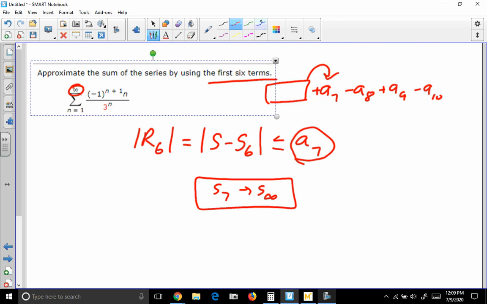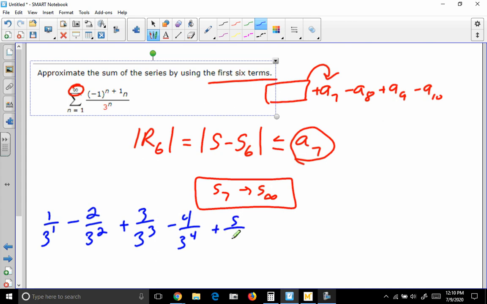So let's do this. If we put in a 1, we get 1 plus 1, which is 2. So negative 1 squared is 1. So we end up with 1 over 3 to the first. When we put a 2 in, 2 plus 1 is 3. I have a negative 2 over 3 to the second. Then the next one will be positive 3 over 3 to the third. Then minus 4 over 3 to the fourth. Then plus 5 over 3 to the fifth. Minus 6 over 3 to the sixth. So that's the first 6 terms.